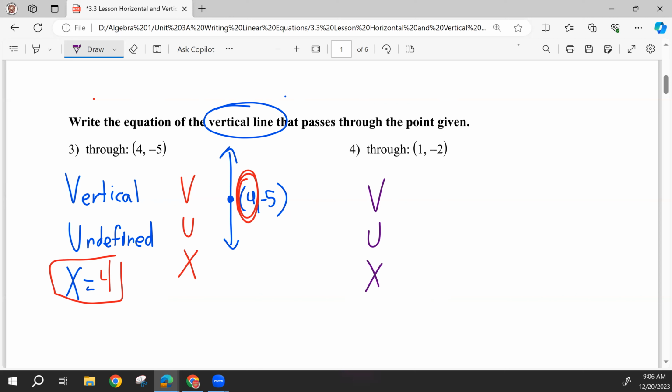So here we have a vertical line. It's going to have undefined slope. It's going to have an equation x equals. And so we'll look at the point we want it to go through and we'll find the x value. And so our equation is going to be x equals 1. We have a vertical line with undefined slope, and any point that's on that line is going to have an x value of 1.